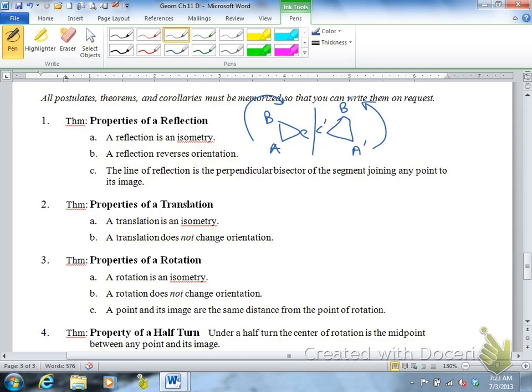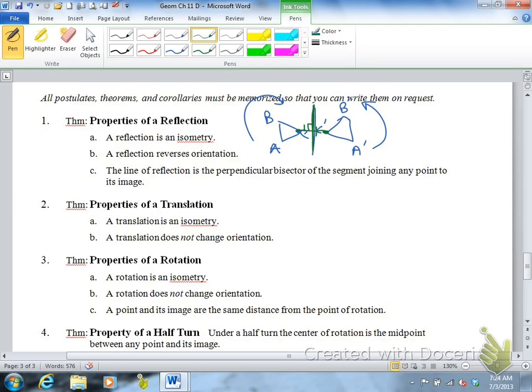So they reverse orientation. And the line of reflection is the perpendicular bisector of the segment joining any point and its image. So if you think of these 2 points being joined, this line is the perpendicular bisector. So it's not only perpendicular, but it also bisects the line.